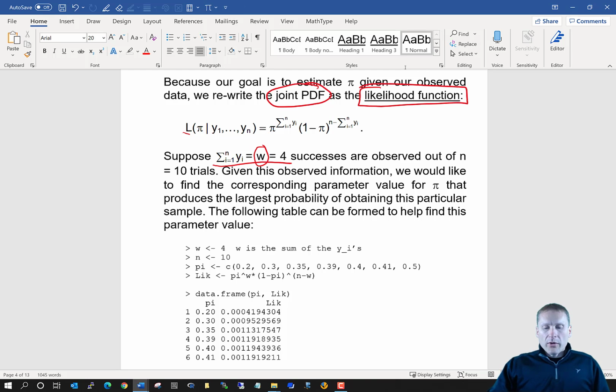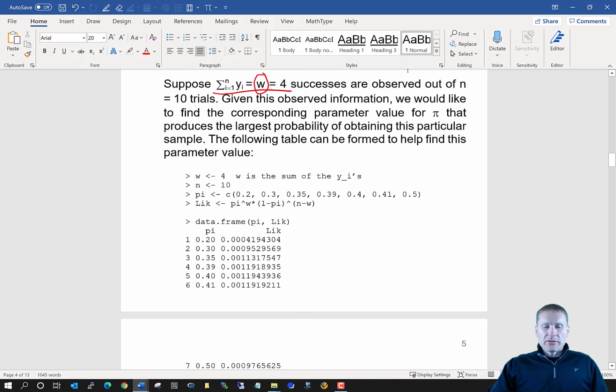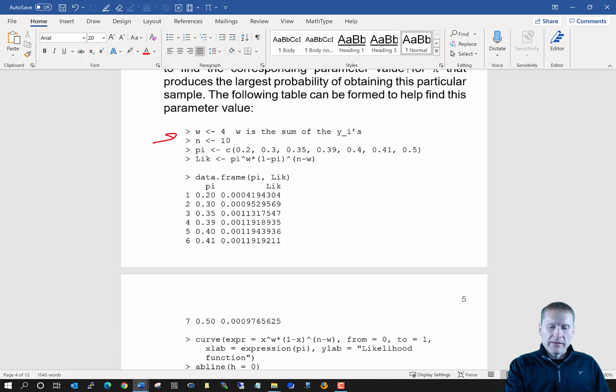And what we're going to do is plot the likelihood function. So I have the sum of the y sub i's with the W. I have n, and let's look at different possible values of pi. First, we're going to look at in terms of a table before the plot. And so I'm going to look at a pi of 0.2, pi of 0.3, and all the way to 0.5. I'm going to combine these together into a vector, which I call pi.